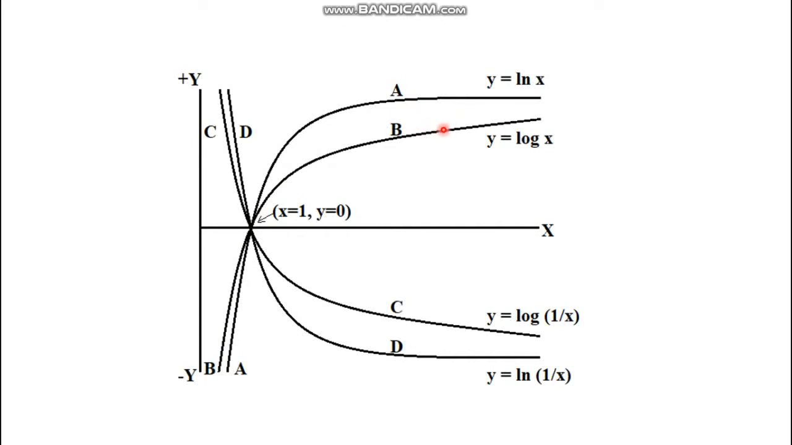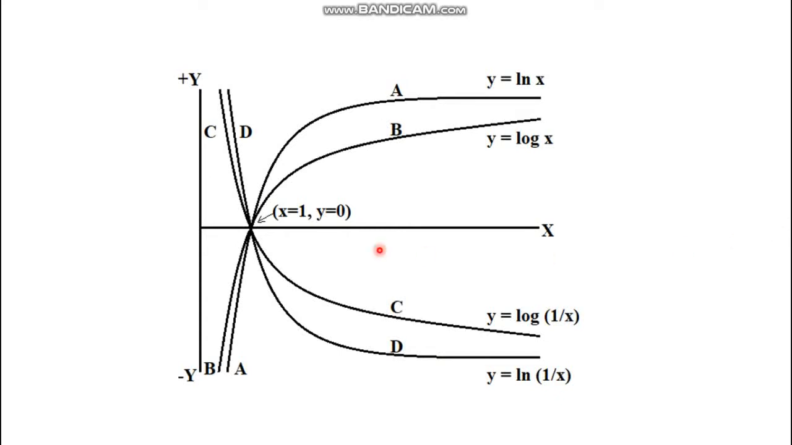Similarly, the 1 by x curve, maybe it's natural log or maybe it's common log. If it is natural log, then it will start here on the right hand side of the C curve. The D curve is y equals ln 1 by x. Okay, so it will decrease, decreasing, decreasing. After crossing the x line, it will go below the C curve. Whereas the C curve started on the left hand side of D. This is actually representing y equals log 1 by x. So on the left hand side of D it started, then decreasing very steeply, and then logarithmically it becomes parallel to the x axis, but it is placed above the D curve.